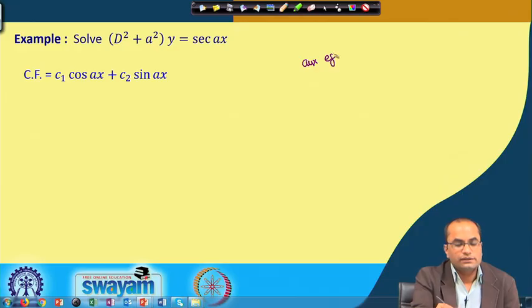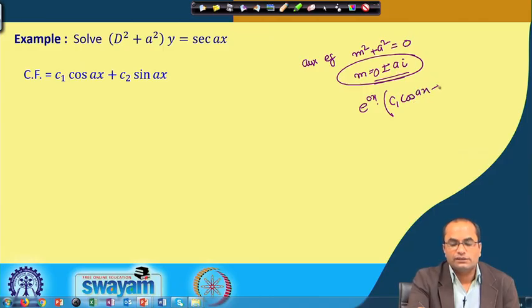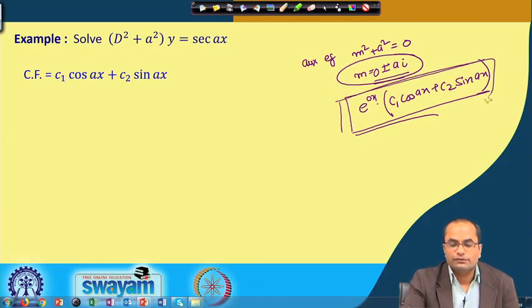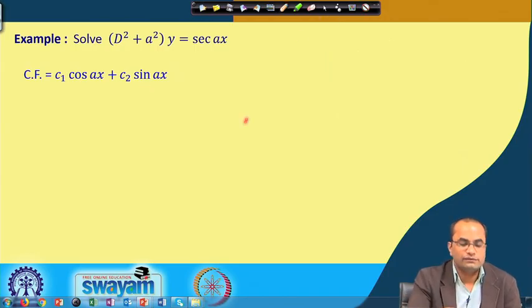The auxiliary equation in this case will be m square plus a square equal to 0, and we will get the roots as plus minus a i, a complex conjugate pair, and then we know how to write down the solution. It is e power 0 x, and then we have c 1 cos a x plus c 2 sin a x. That is the solution of the homogeneous equation when the right hand side is set to 0, or rather, it is the complementary function. So, we have the complementary function c 1 cos a x plus c 2 sin a x.